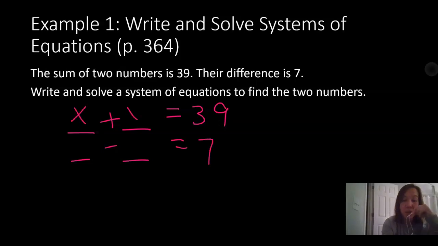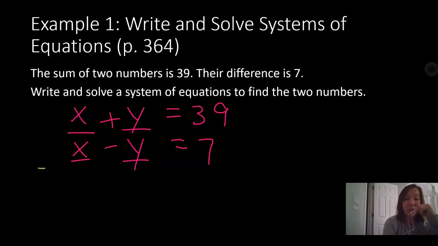Well, I don't know what they are, but we can call them X and Y. So X plus Y equals 39. X minus Y equals 7. Once you have these systems, you can solve them using graphing, substitution, or elimination. What do you think is going to be the easiest one to use for this problem?